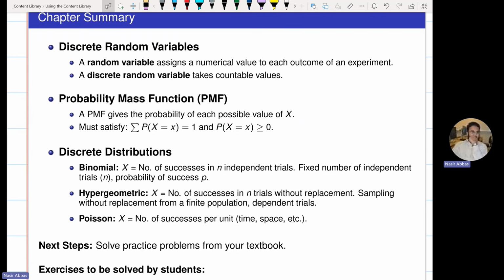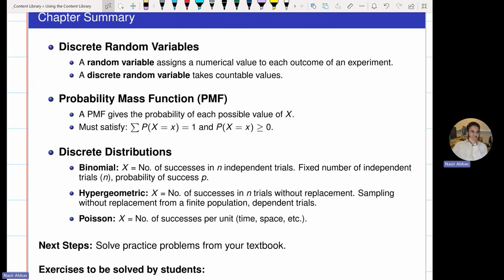This is what we discussed in chapter 3. Pay attention. On to the screen. We started this chapter with the general definition of a random variable. We said a random variable assigns numeric values to the outcomes of a random experiment. A discrete random variable can take only a countable or countably infinite number of values, whereas a continuous random variable takes uncountably infinite number of values. We will discuss that in chapter 4.